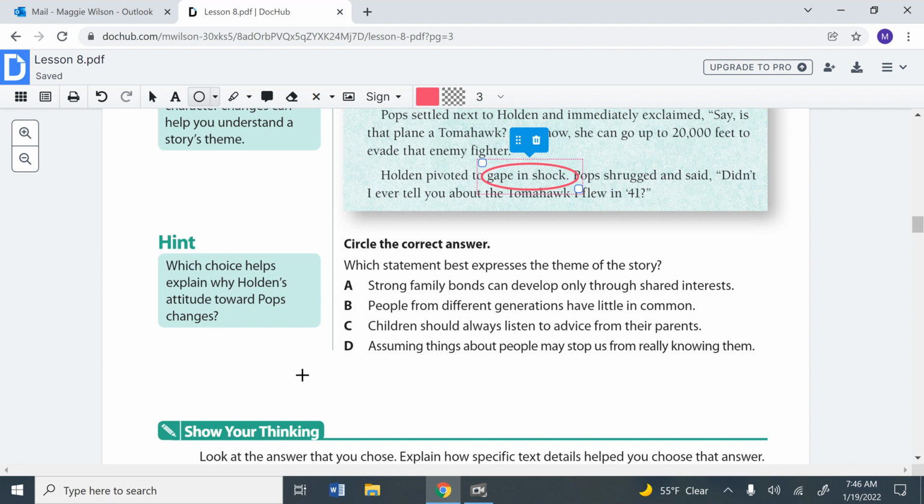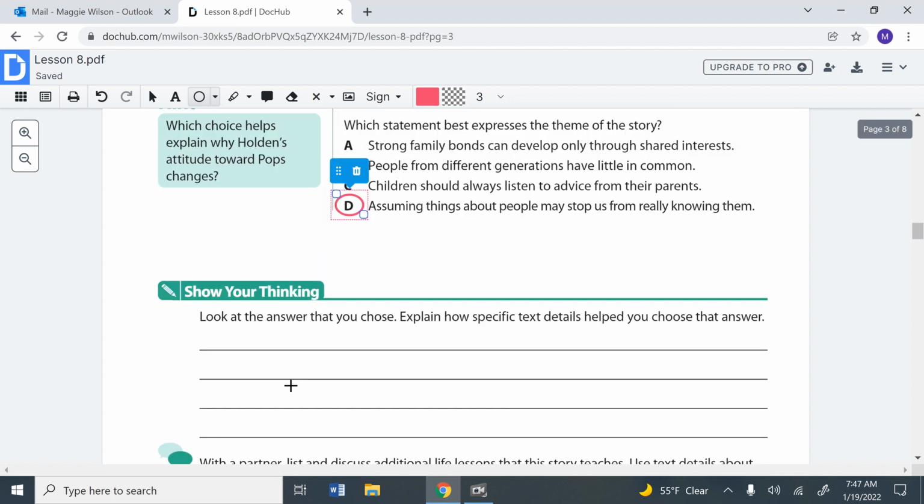Well, going through all the answer choices, A doesn't really make sense. Holden and Pops develop a bond over the video game, but the story never suggests family bonds can only be developed through shared interests. B is really not the best choice either because it suggests how Holden feels at the beginning of the story, not necessarily how his attitude changes. C doesn't really make sense either because Holden did learn from his mother's advice, but that is not the main theme of this story. So the best answer choice would be D, because Holden assumes Pops wouldn't be interested in this video game. But that was incorrect. He didn't know that his Pops had flown an exact airplane just like that in 1941.